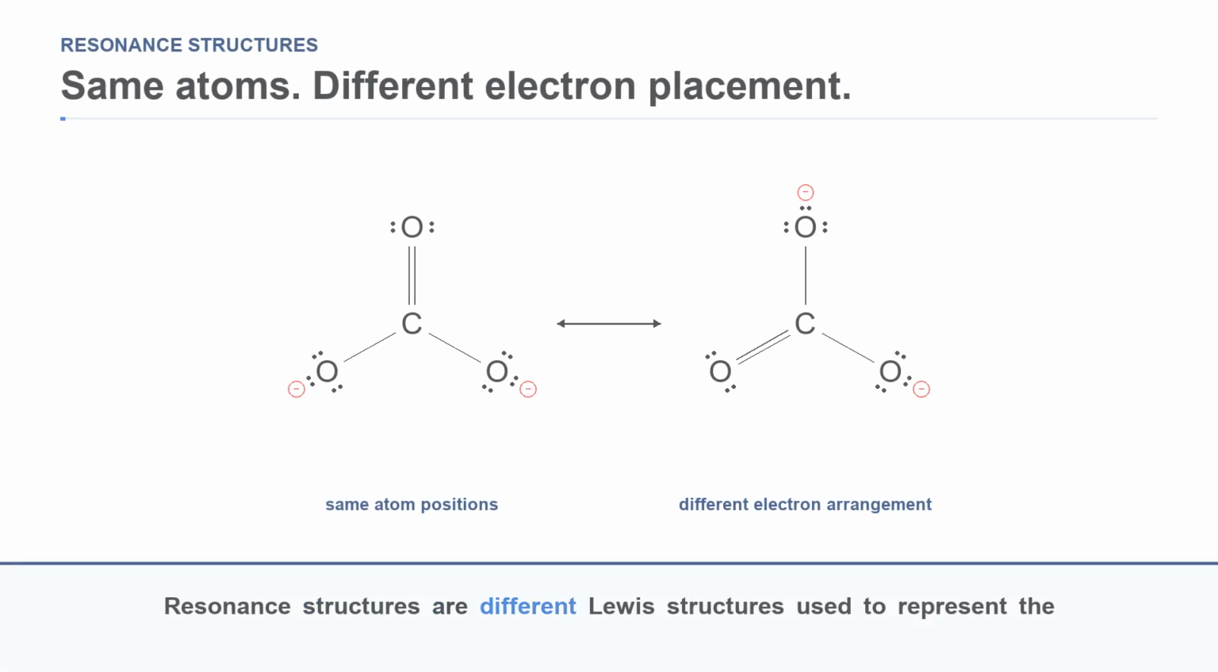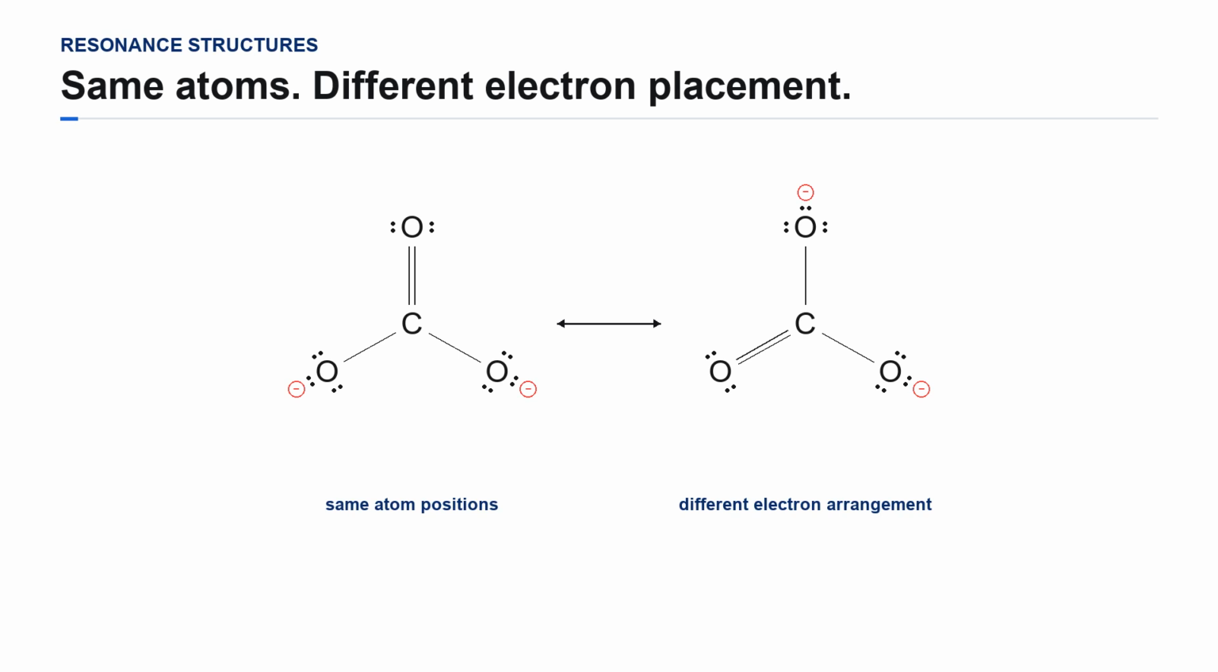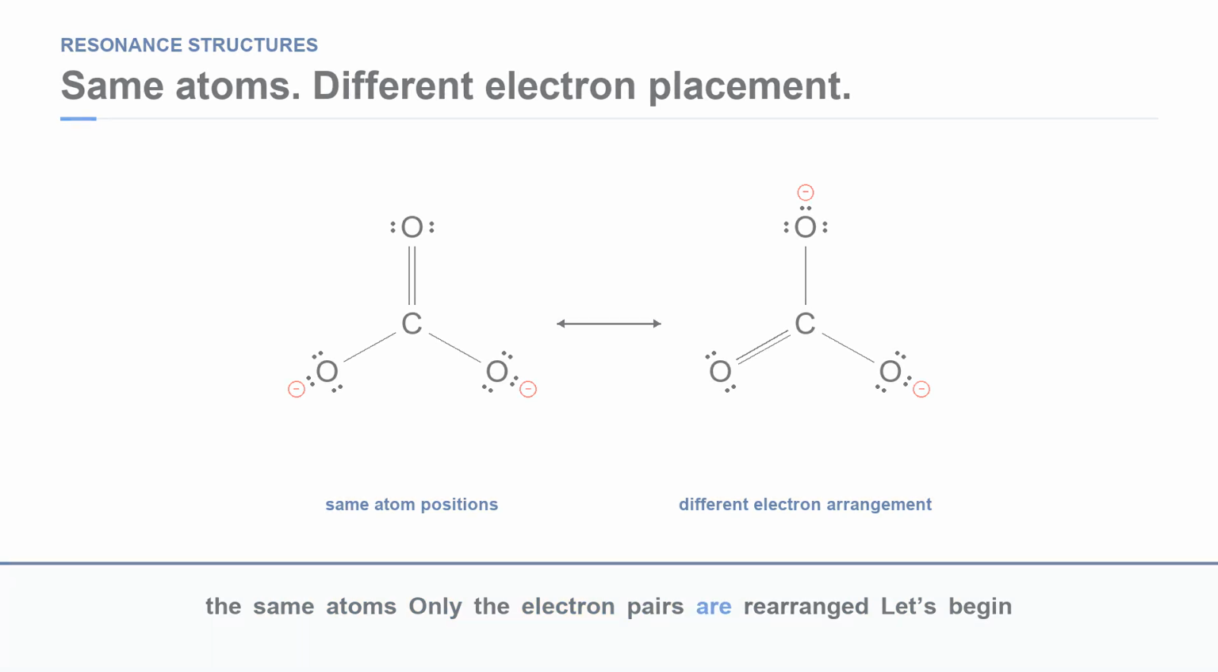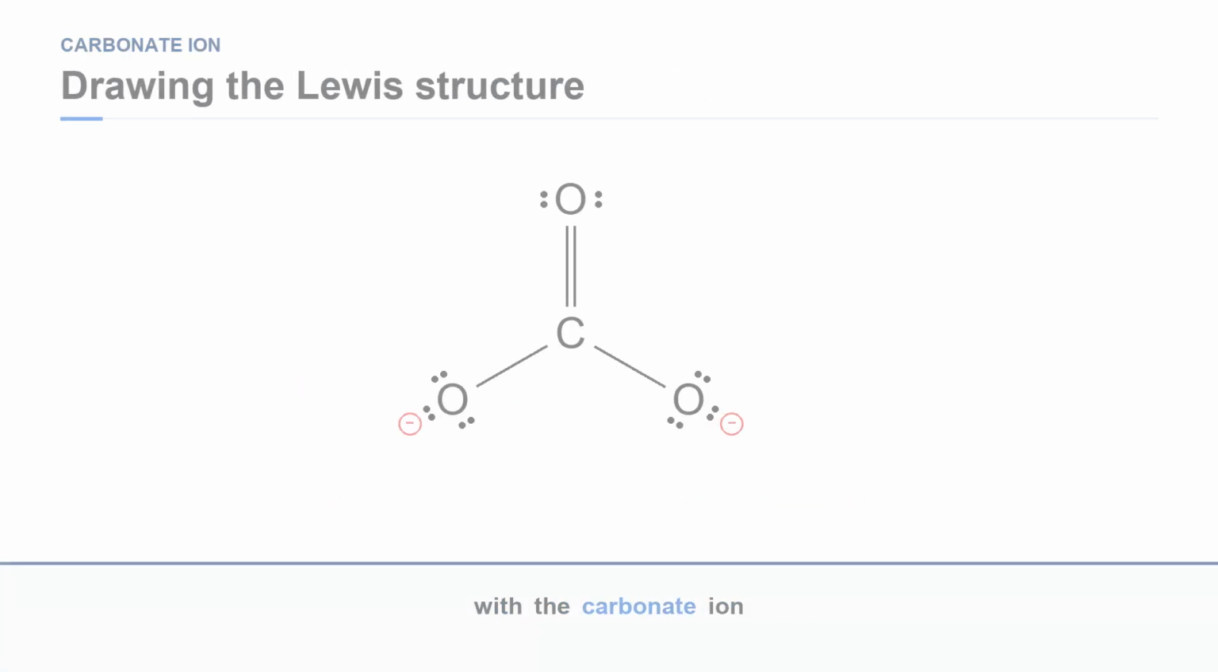Resonance structures are different Lewis structures used to represent the same molecule or ion. The atoms remain in the same positions and stay connected to the same atoms. Only the electron pairs are rearranged. Let's begin with the carbonate ion.